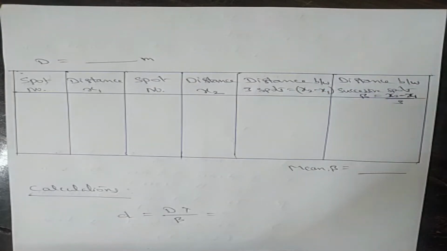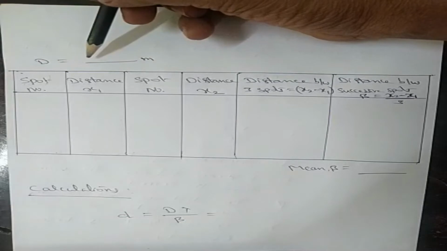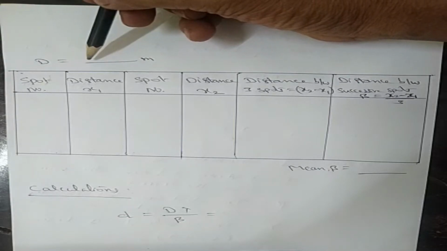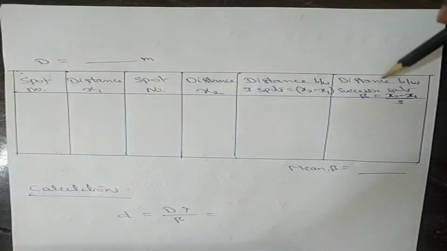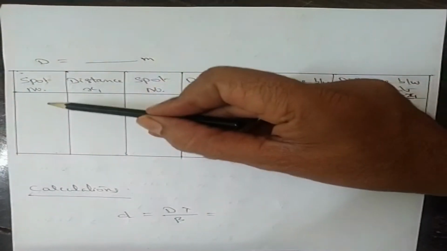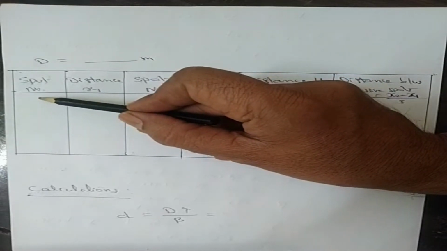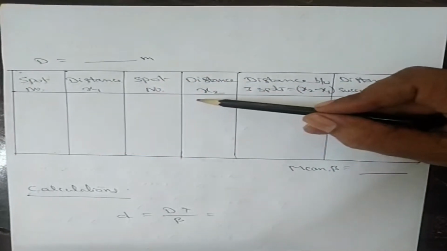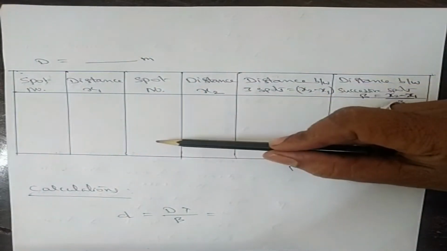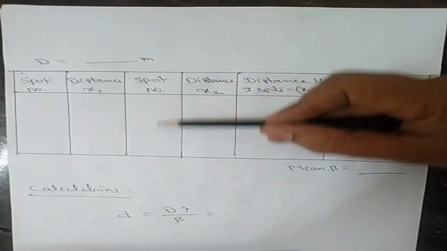Now look at the tabular column for the measurements. First you have to mention capital D, the distance between the wire position and the screen. Then in the tabular column, you have to mention the spot number starting from the bright spot at the center. You note down the numbers as 0, 1, 2, then 3, 4, 5, etc. Depending upon the number of spots we get, we can enter all those spot numbers here.